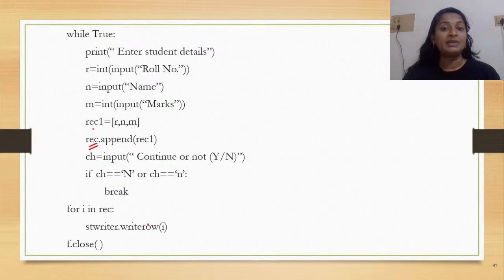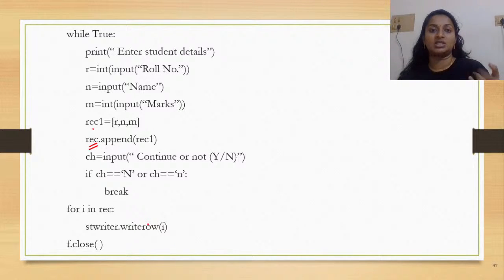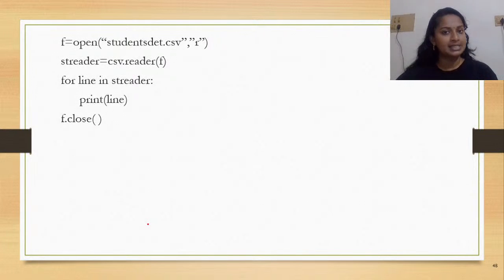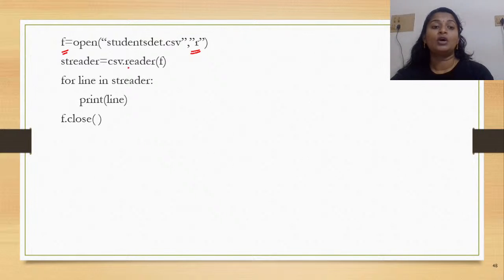Now, are we done? No. What do we have to do right now? We have to read the contents. Since the file was opened in the write mode and I have closed it, now I would reopen the same file, in which mode? Again, in the read mode. This is your file object. Now you're going to invoke the csv.reader function, passing the file object. This is your reader object. Fine. So for line in the reader, each time what would the loop variable line have?